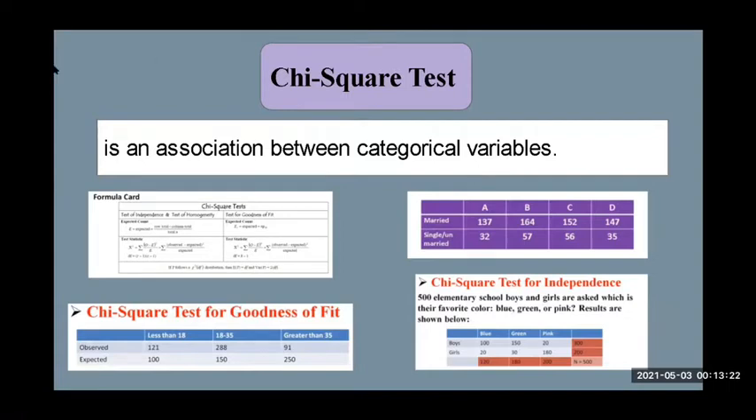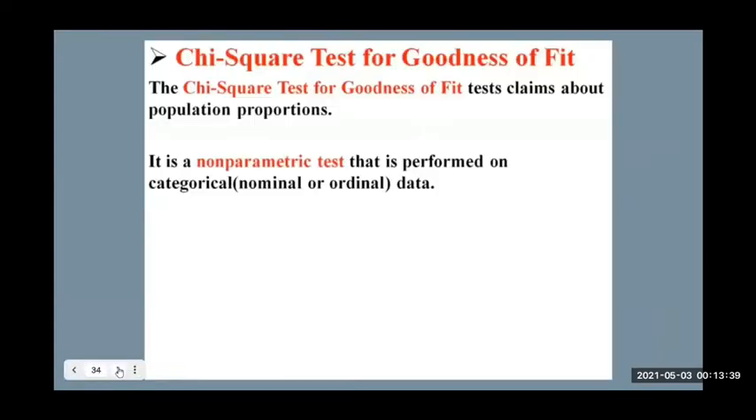So we have our formula, and this is the chi-square test for goodness of fit, this is the chi-square test for homogeneity, and this is the chi-square test for independence. We are starting off with the chi-square test for goodness of fit, which tests claims about population proportion. Again, it is a non-parametric test that is performed on categorical, nominal, or ordinal data.